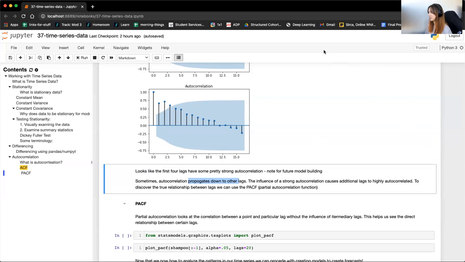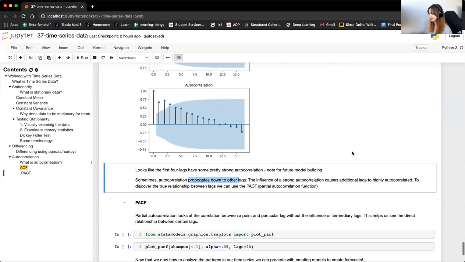Another common pattern that you might notice is, let's say this is always at 1 because it's always correlated with itself. You see something fairly high here, after which everything just dips down. So that's another common pattern that you might notice, just in case you see that and you're wondering why.